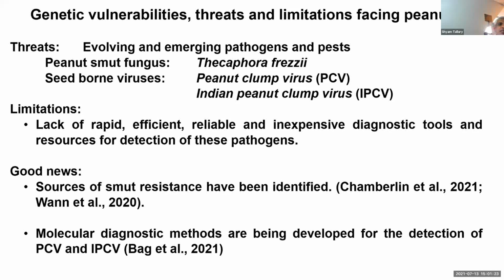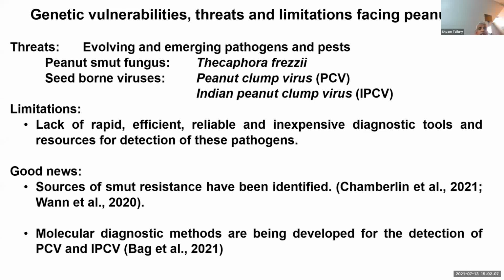And the other thing, as Dr. Sudeep Bagh mentioned this morning, the peanut clump virus and Indian peanut clump virus. These two viruses, APHIS has listed them as peanut quarantine pests a couple of years ago. None of these pathogens, either the smut fungus or the seed-borne viruses, are present in the US peanut production regions right now. But they are in Argentina, in the Indian subcontinent, and in Western Africa. So we have to be proactive, as was mentioned this morning.